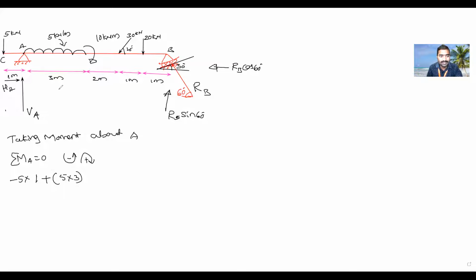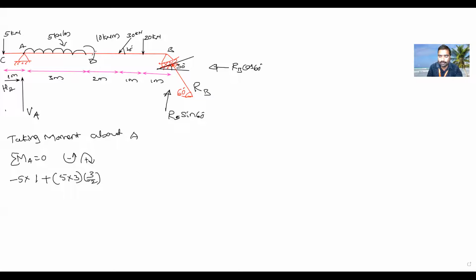Next, what is the distance? That is force into distance. What is the distance? That is length divided by 2. Distance is 3 by 2. Is it understood, everyone? 3 by 2. Yes, that is because the UDL is acting at the center.